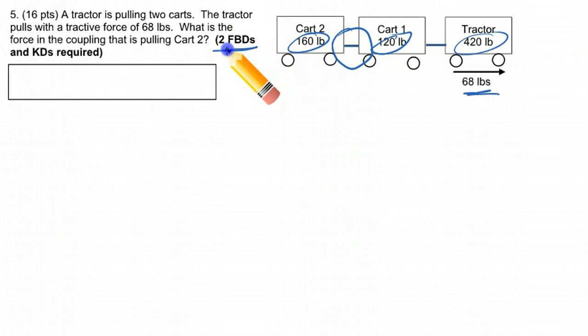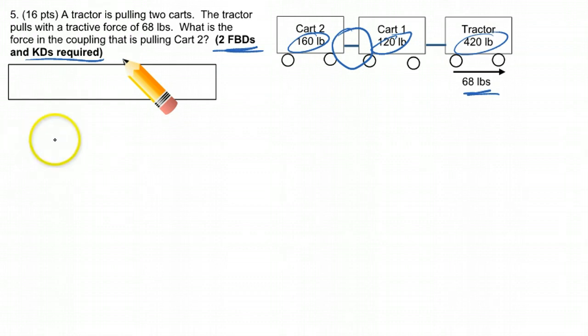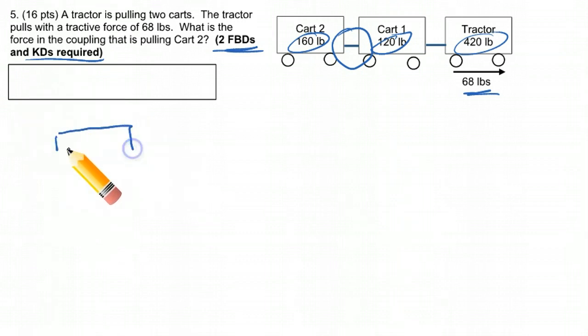And there's a little bit of a hint here. We say that 2 free body diagram kinetic diagrams are required. If you remember the tractor and train type of problems, we usually drew a free body diagram of the whole system, figured out an acceleration, then used a free body diagram of part of the system to get information about the internal forces. So let's draw the whole thing.